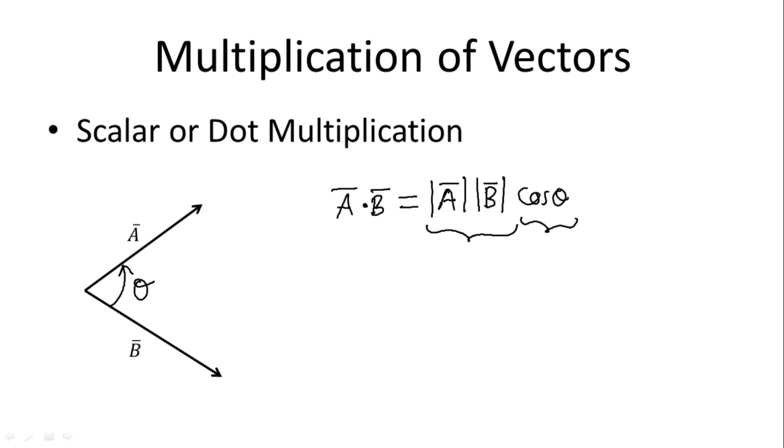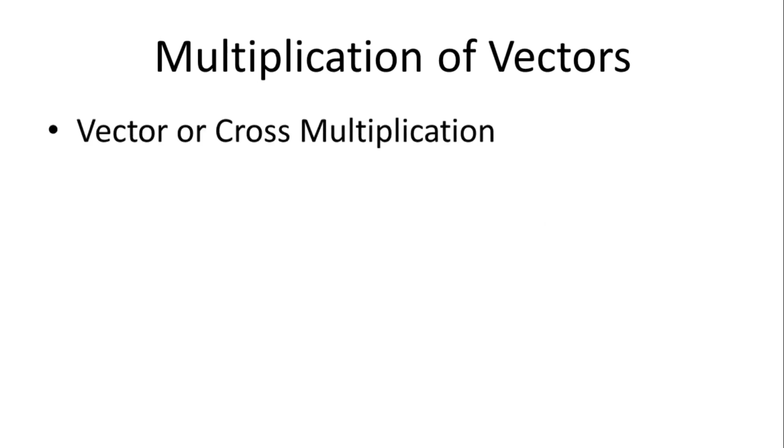Now let us move on to the second type of multiplication of vectors here. So here the multiplication of a vector by another vector results in a vector outcome, and this is called vector or cross multiplication. Now the magnitude of the result of vector A cross multiplication with the vector B we will see here. So again we have vector A and vector B here, and again in this case we will need the smaller angle theta between the two vectors A bar and B bar here.